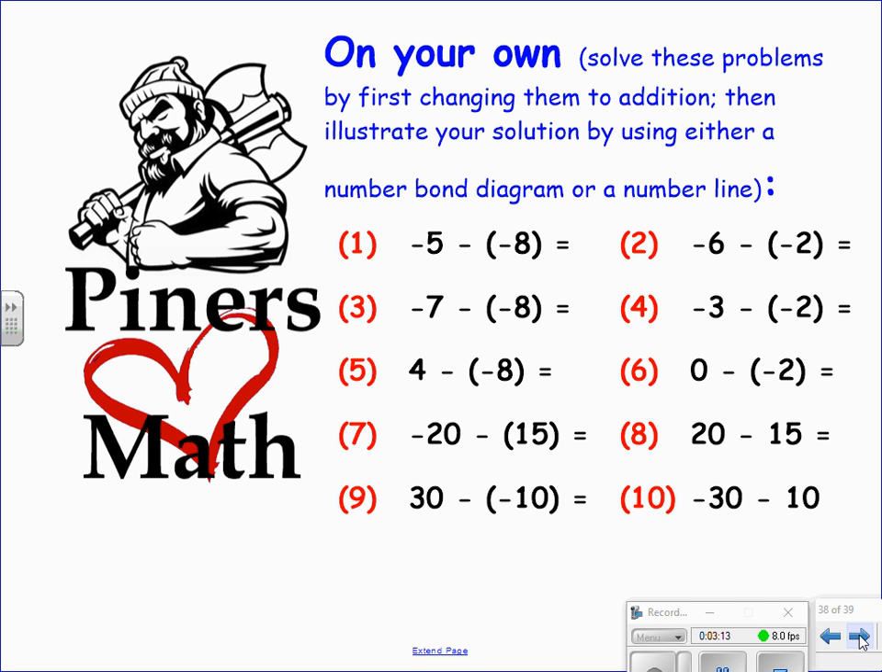On your own, solve these problems by first changing them to addition, and then illustrate your solution by either using a number bond diagram or a number line.